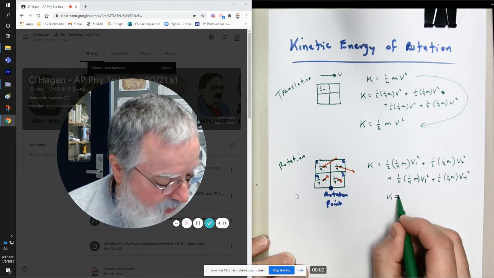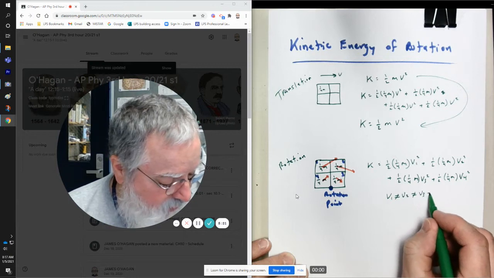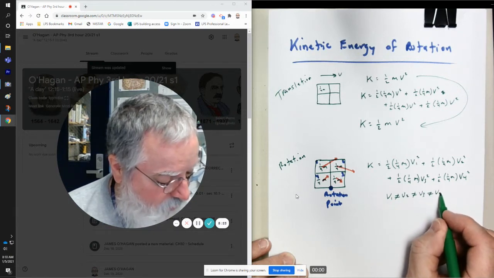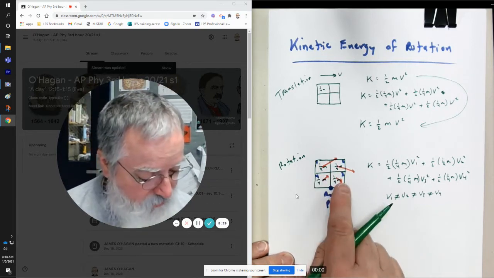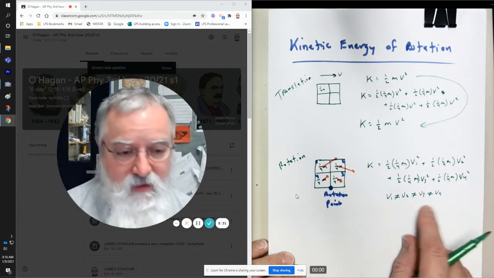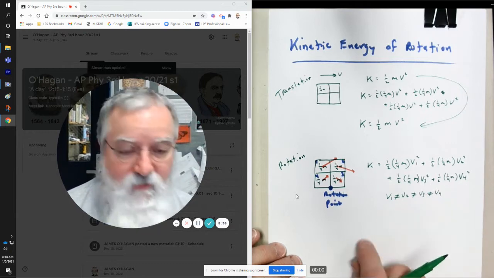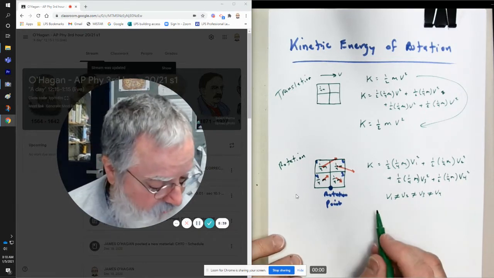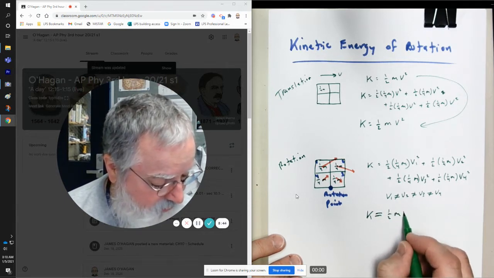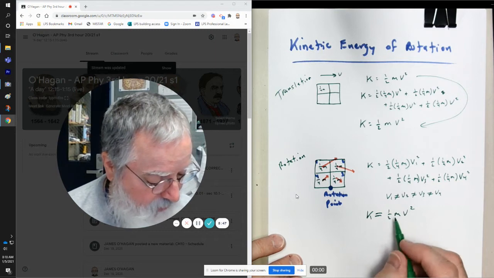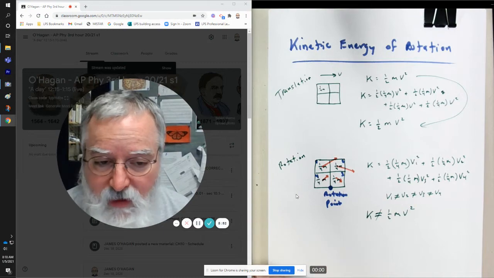V1 is not equal to V2, is not equal to V3, is not equal to V4. Actually, in our case, V1 and V2 would be equal as far as speed goes, and V3 and V4 would be equal as far as speed goes. But the idea is that there's not anything that's common. So you can't just do what we did up here and say all the V's are the same, add up all the masses, and get back to the kinetic energy being equal to 1/2 mass times some common V squared. That just doesn't work for rotation. So that's the problem we've set up.